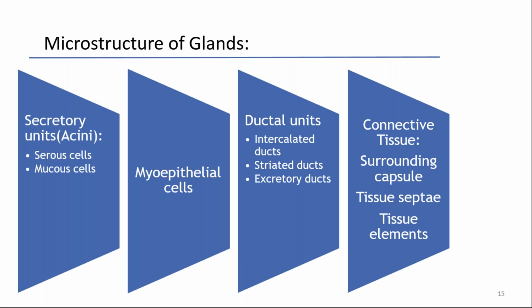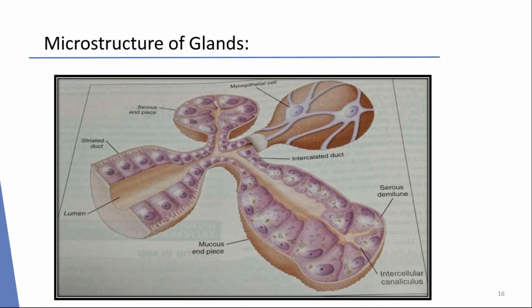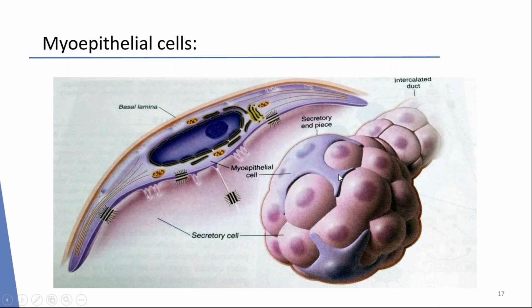While going deep into the microstructure of the glands, the functional unit is called the secretory unit, that is the acini. They have serous cells and mucus cells, so they are also called serous acini and mucus acini. This is how the microstructure of the gland resembles. Whatever is produced from these cells gets communicated into the lumen of these branches. They in turn end into the main duct. This is a myoepithelial cell showing the basal lamina and the secretory cells.